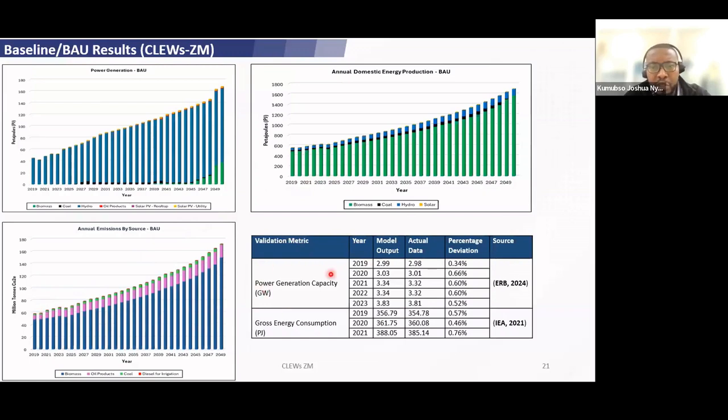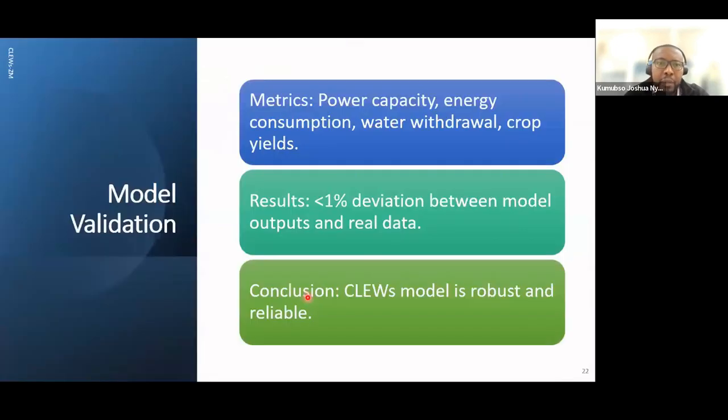Then this just shows the validation metrics that were followed for us to ensure that we validate, because before we can actually trust the model, the model results were validated for the years in question where we had data. Okay, this was a validation that was done, and the deviation was pretty much acceptable, which shows that the model could actually be trusted as being robust for us to, should I say, propose policy insights.